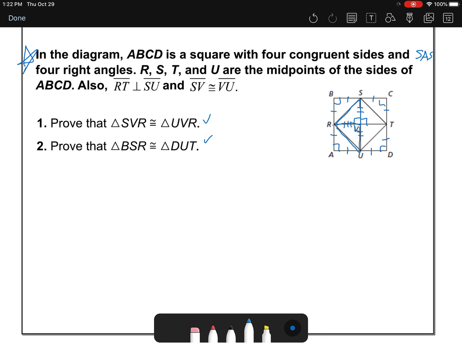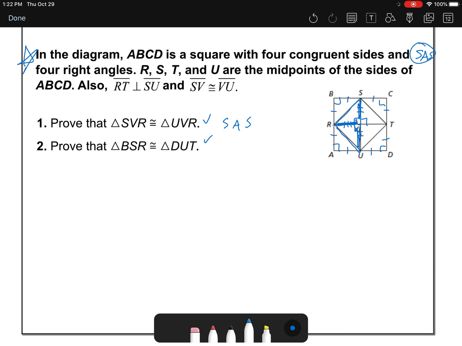But they both share RV. So then it would be side angle side. Side, angle, side. This side and this side, these angles, and then they share that common side. So that would be side angle side.